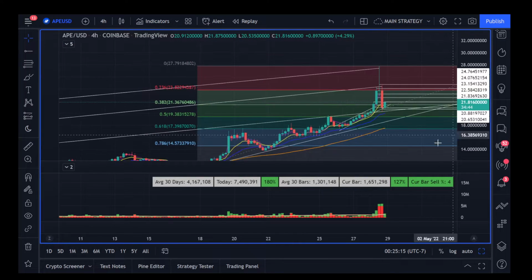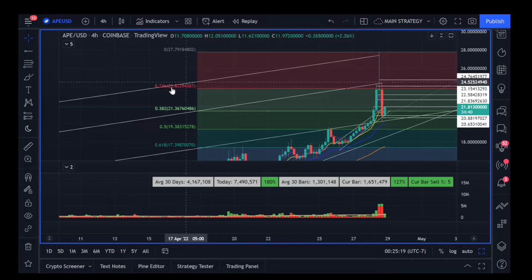This is the 4-hour. So you can see we put in some support at the 0.23 fib level here. It was holding for a little bit there and then it fell through. Didn't quite go all the way to the 0.5, so we kind of dipped into the 0.38 here.